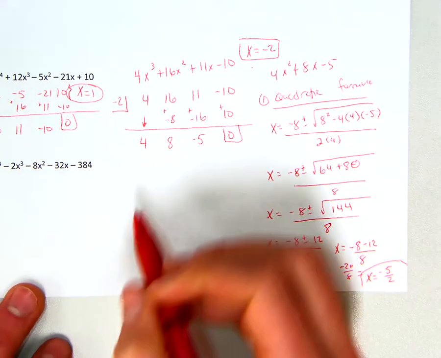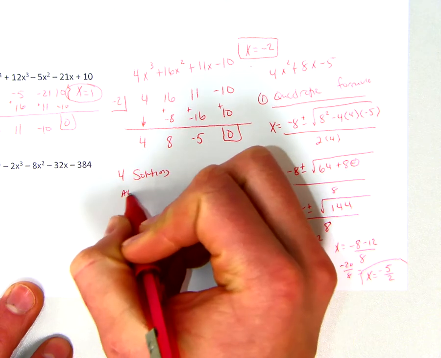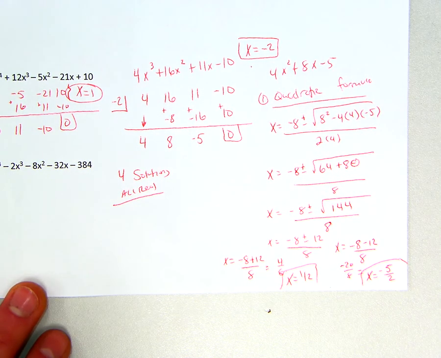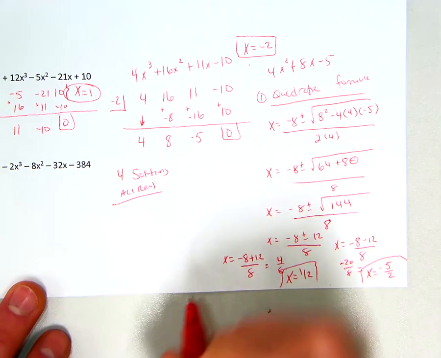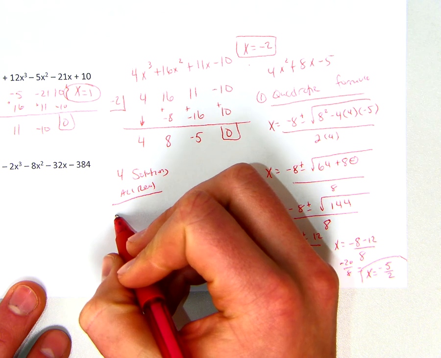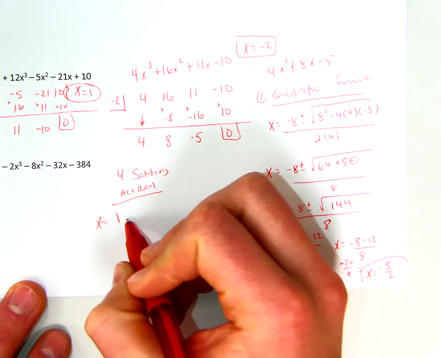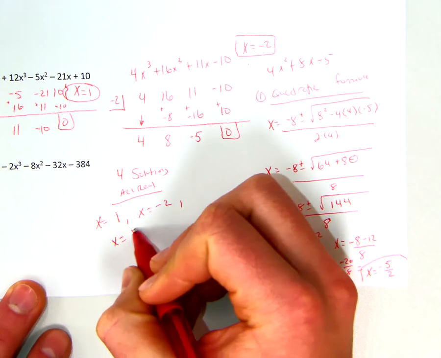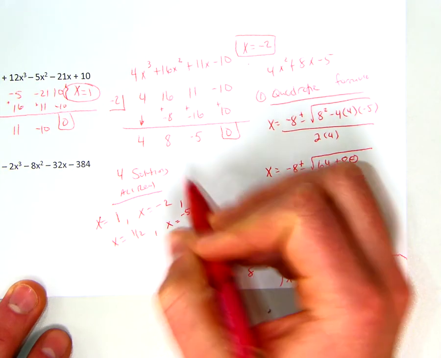So our 4 solutions, I'm just going to put them here, 4 solutions, all real. You could at some point have an imaginary solution. I don't think anything on this worksheet will. So you have x equals 1, x equals negative 2, x equals a half, and x equals negative 5 halves.